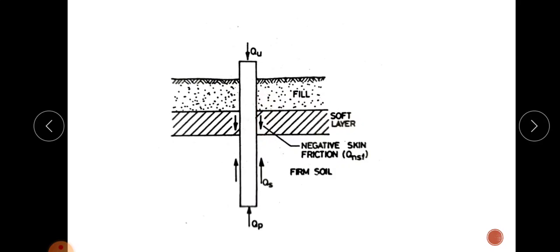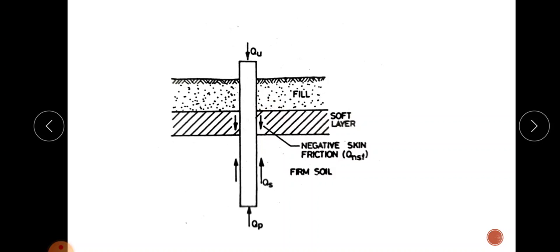And this negative skin friction develops when the soft or loose soil surrounding the pile settles after the pile has been installed. That is, after the installation of this pile, this soft layer will settle more than the pile. So this downward drag is known as negative skin friction, and it occurs in the soil zone which moves downward relative to the pile.